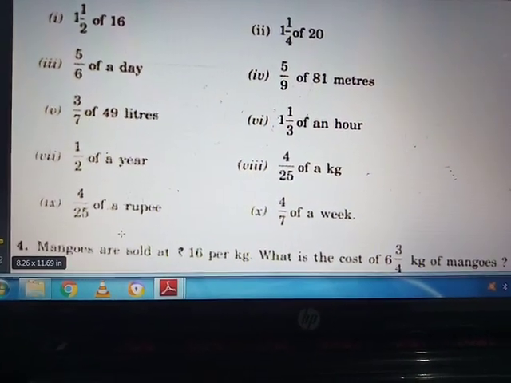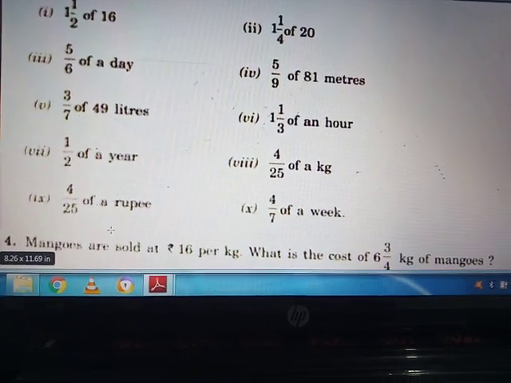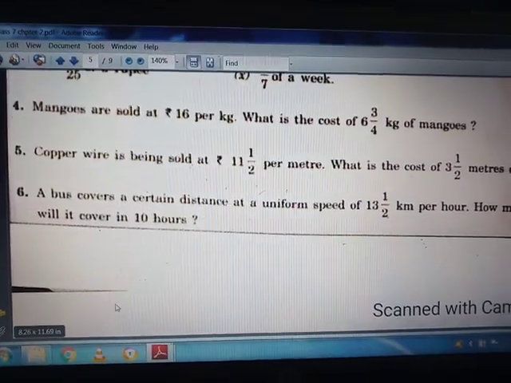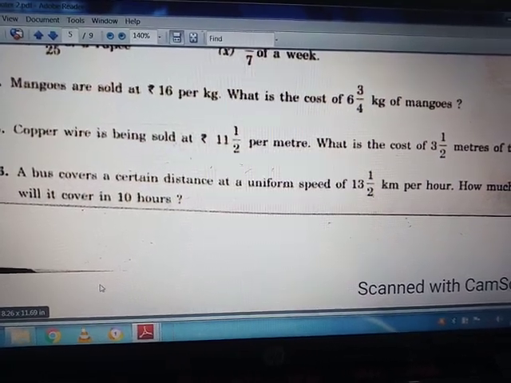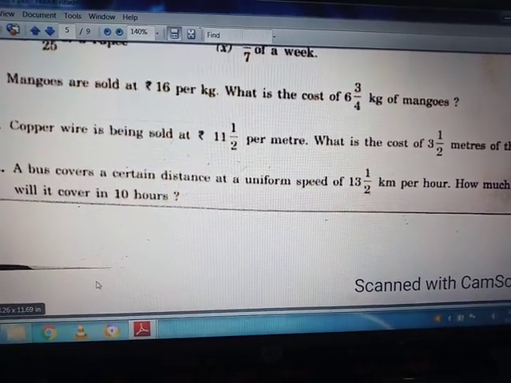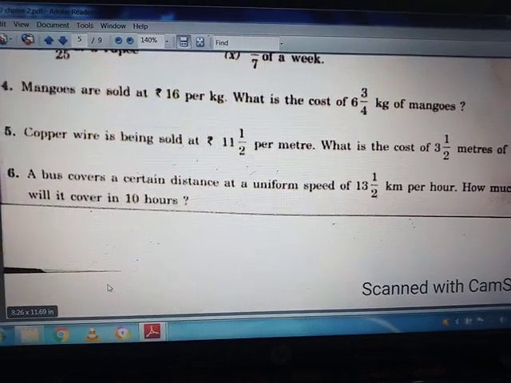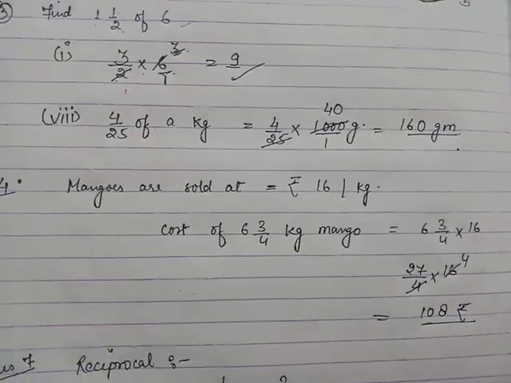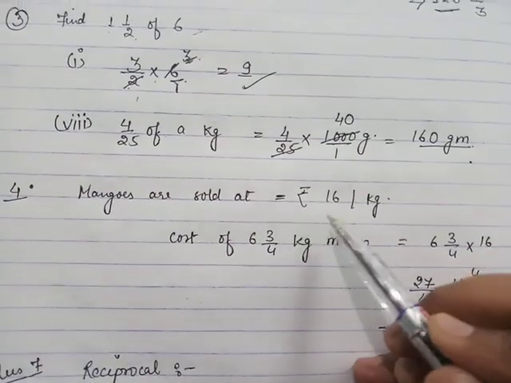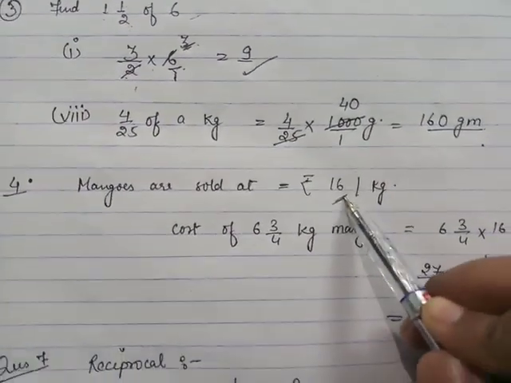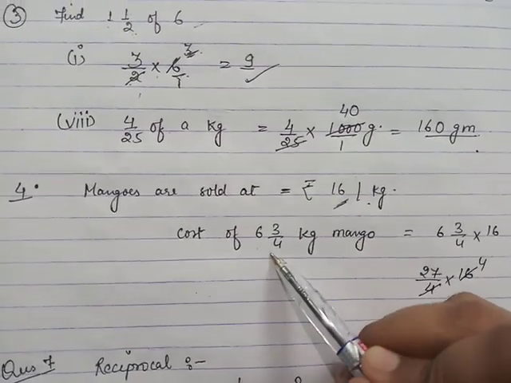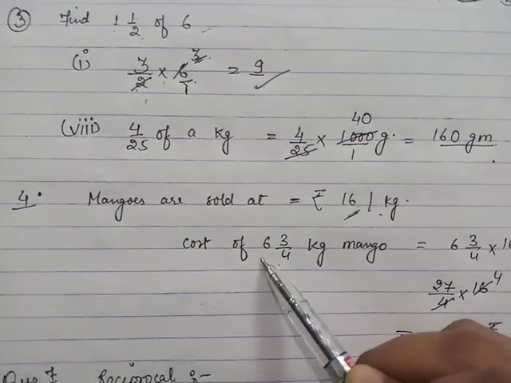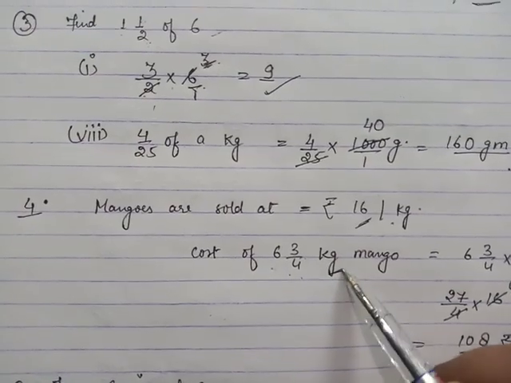Okay, now we will see question number 4. Your question number 4 is, mangoes are sold at rupees 16 per kg. What is the cost of 6 whole 3 by 4 kg of mangoes? We will see this question. It was given that mangoes are sold at 16 per kg, so 1 kg costs rupees 16. So we have to calculate for 6 whole 3 by 4 kg of mangoes.